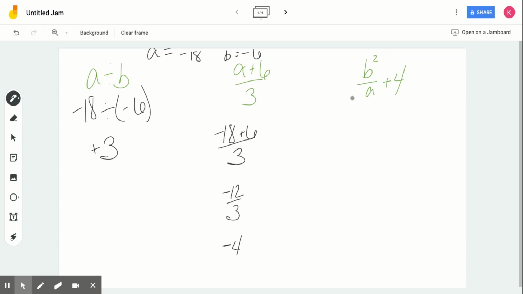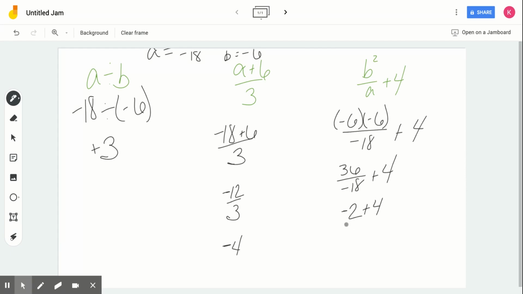On the third one here, we have b squared divided by a, plus 4. b squared would simply be written as negative 6 times negative 6, and that would be divided by negative 18, and we would add 4 to that. Negative 6 times negative 6 is 36. 36 divided by negative 18, plus 4. 36 divided by 18 is 2. Positive divided by a negative is a negative. Again, remember, odd number of negative signs will give us a negative answer when we're multiplying and dividing.